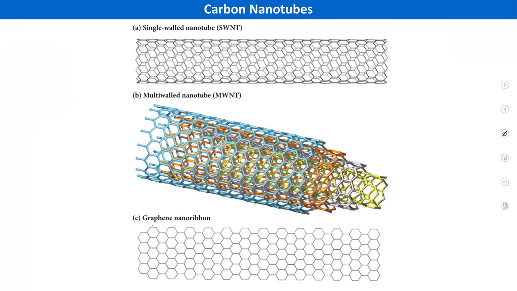There are some other ways you can take graphene and turn it into various properties. You can make carbon nanotubes that have multiple layers, so they call that a multi-wall carbon nanotube. You can also make what's called a graphene nanoribbon, which is just graphene, a single sheet, except that it's cut really, really narrow in one dimension. And it behaves slightly differently electronically.